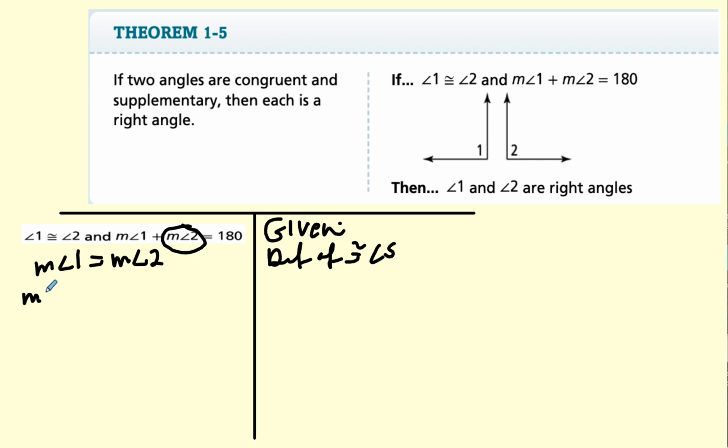So I'm going to have measure of angle 1 plus measure of angle 1 equals 180. And I can also do the same thing with this one. I can substitute, instead of putting angle 1, I could put angle 2. So measure of angle 2 plus measure of angle 2 equals 180. Both of those steps, the reason is the same, substitution.